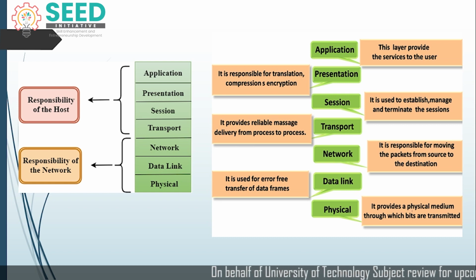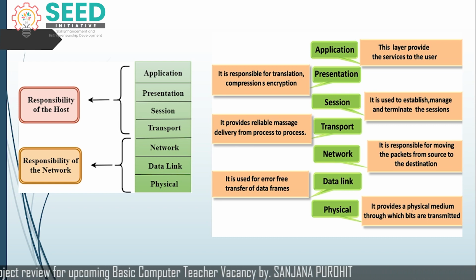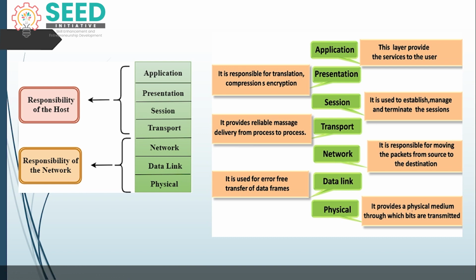First is the physical layer. It provides the knowledge about the physical medium through which the information is converted into bits, and then those bits are transmitted. Second is the data link layer. It is used for the error-free transfer of data frames. Firstly it converts the information into frames or data frames and checks for any kinds of errors and bugs with the transmission.